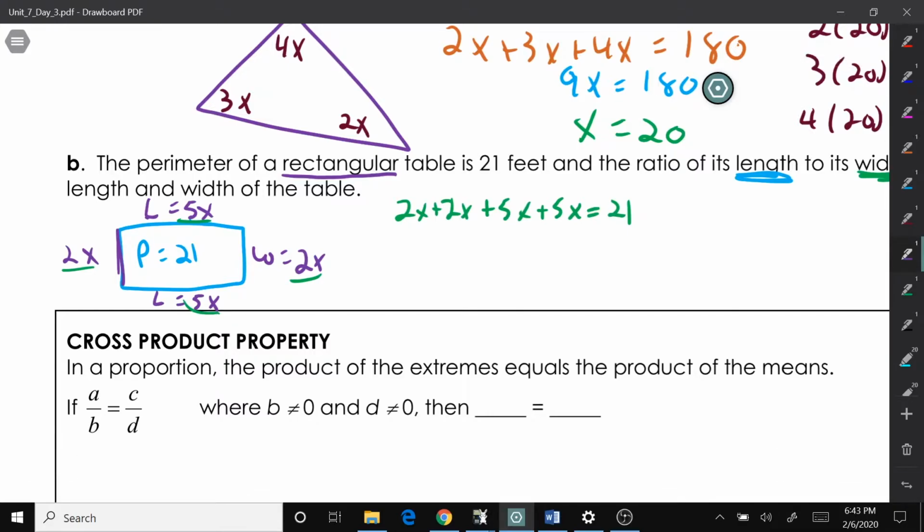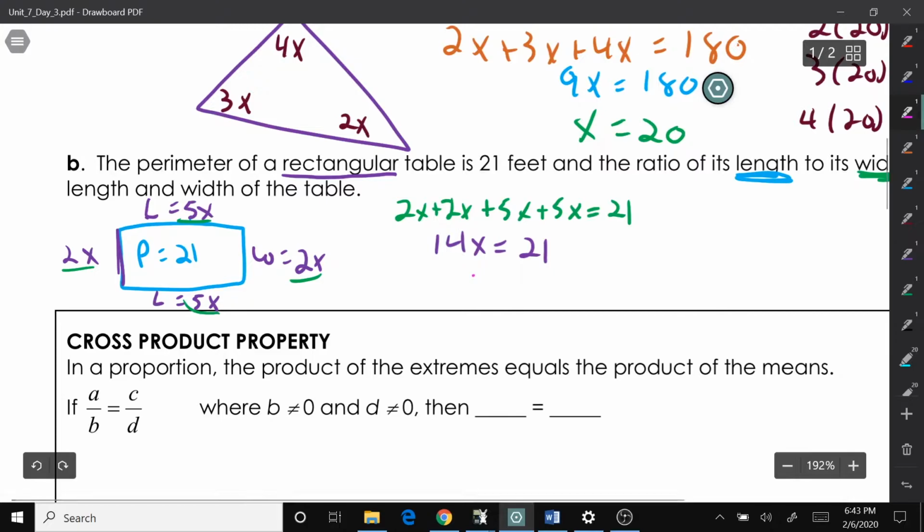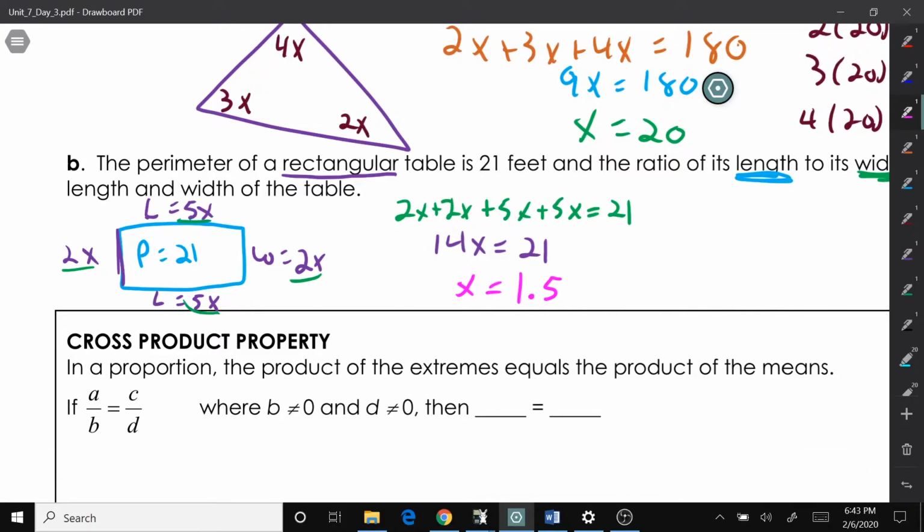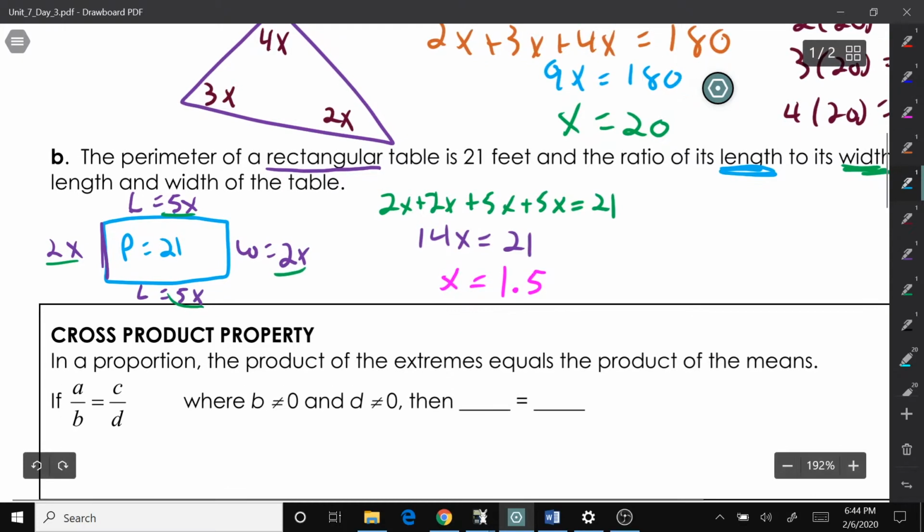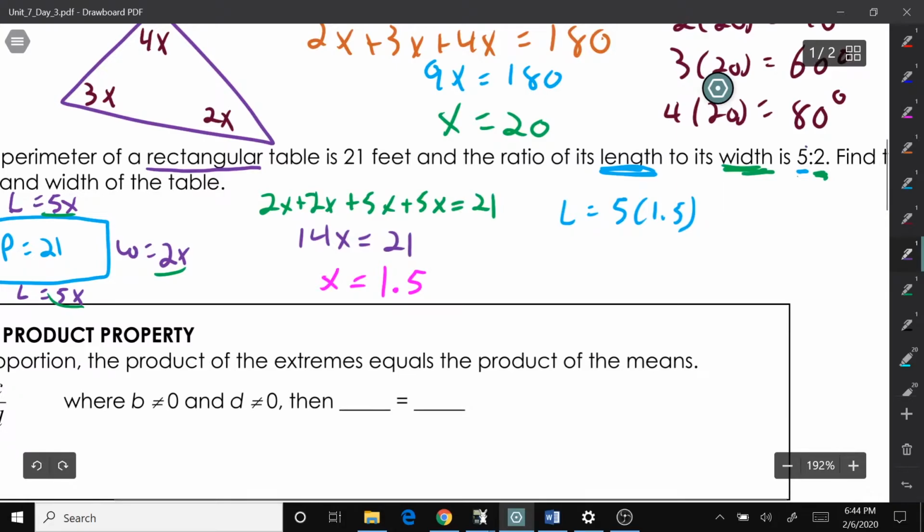So that gives us 14x equals 21. And then when we divide both sides by 14, x will equal 1.5. So that's what we're going to use now to plug in to find the length and width. Well, the length was 5x. So the length will equal 5 times 1.5, and the width will be 2 times 1.5.